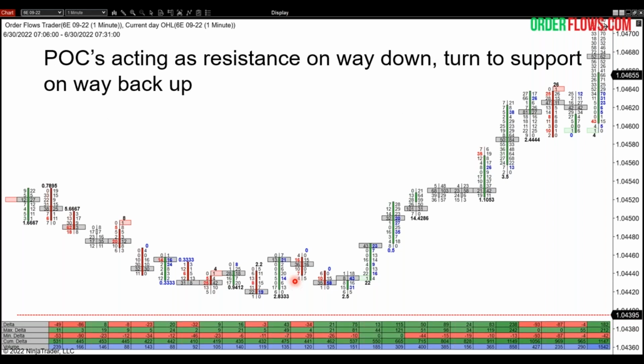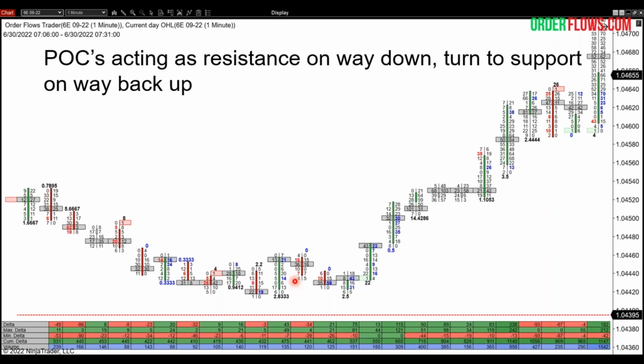Now, points of control. Points of control are the price level in a bar with the most volume. It's at a price level, right? It's not in the two-way auction, which is a bit different than the imbalances. Imbalances occur in a two-way auction. Point of control is the price level in the bar that has the most volume.